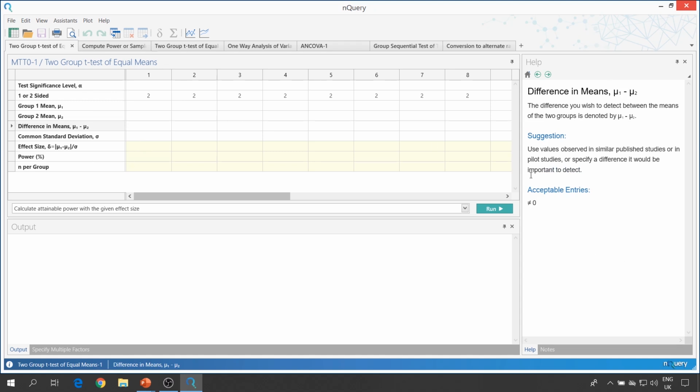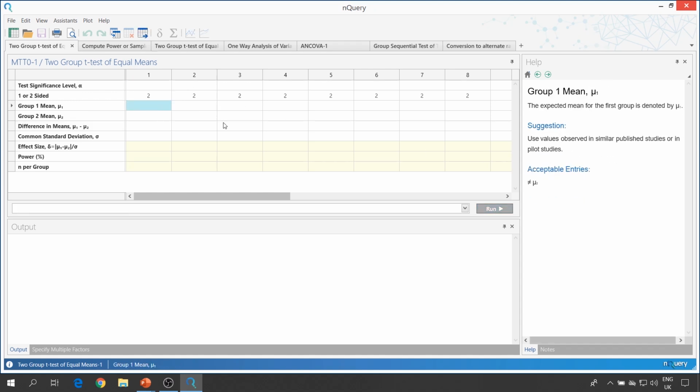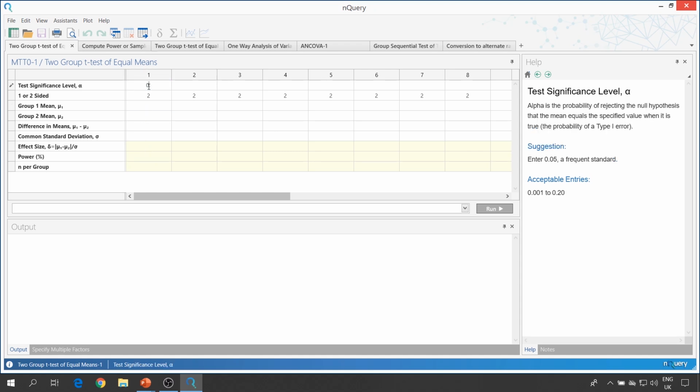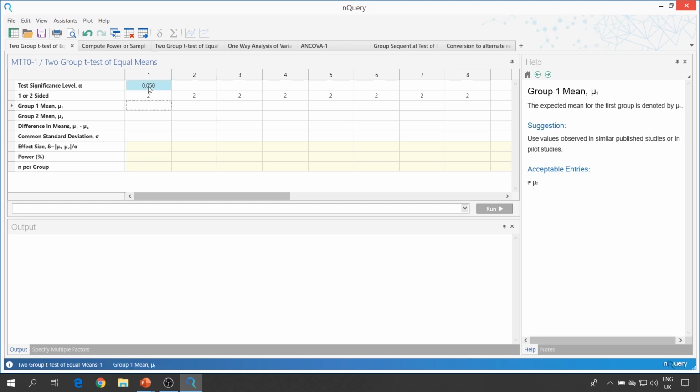On the right hand side, you can see there's a help card that basically just summarizes, as you select each row, what the definition is, some suggestions and the acceptable entries. The rows in white are input rows and the rows in yellow are output rows or solver rows. That is to say, if I fill in everything required except for effect size, it will calculate the effect size based on information that's appropriate for the other constraints that I've given. So let's quickly replicate this example and just show that the sample size these authors chose was correct.